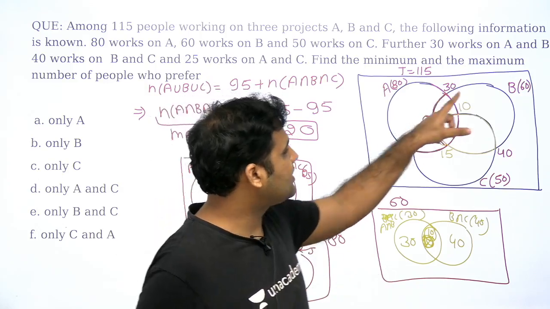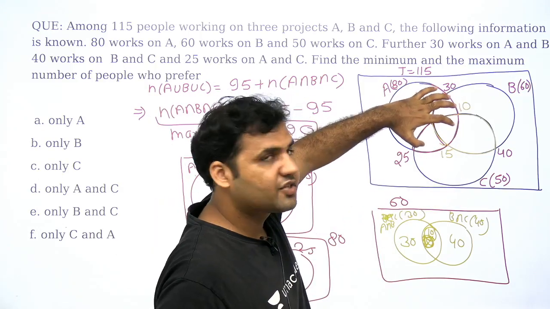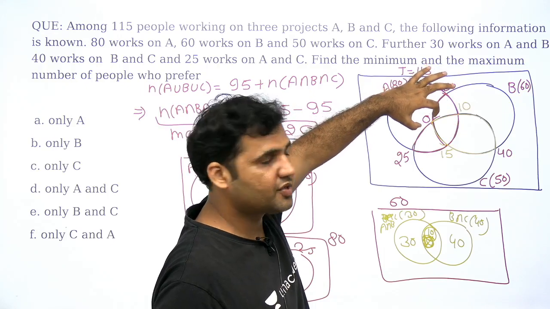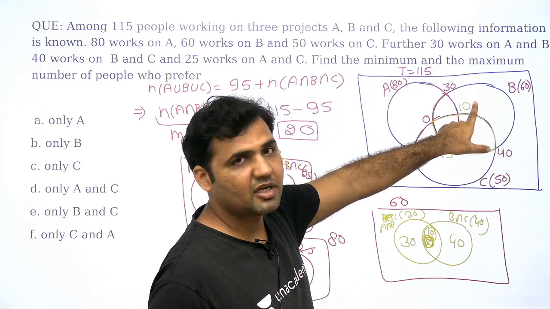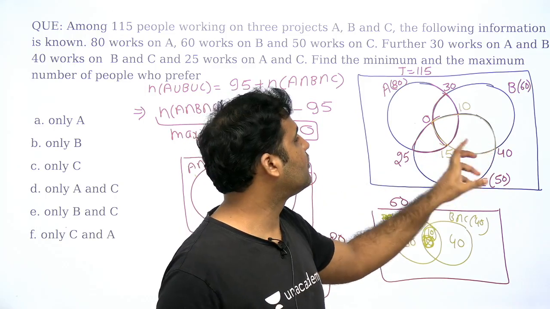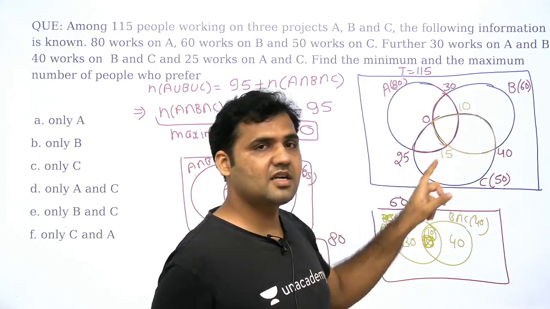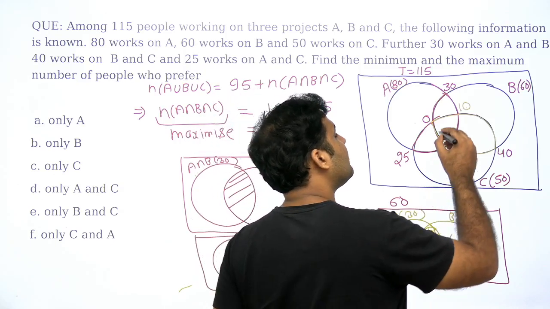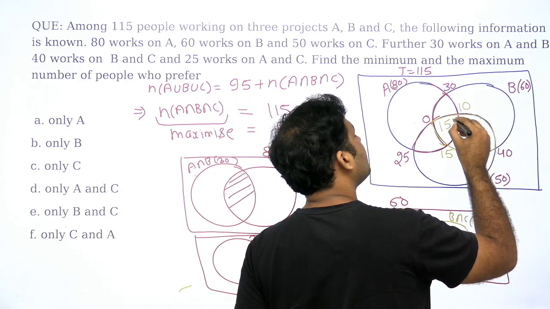Now look at all these three conditions. This part says the minimum should be 0. This part says the minimum should be 10. This part says the minimum should be 50. Now tell me a value which satisfies all of these three conditions. All of these three conditions will be satisfied when you take the minimum as 15.